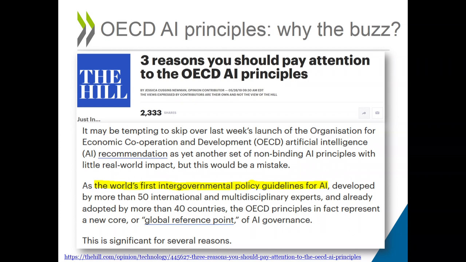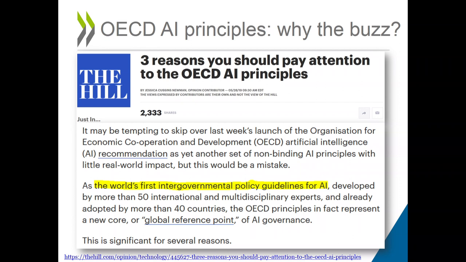I'm going to start from the end and then move my way backwards. You've probably heard about the OECD AI principles already, probably several times this week. So you may ask yourself, what are these principles? What's the whole buzz all about? Well, very simply, as Jessica Cousins put it in her article in The Hill, 1 week after the principles were launched, the OECD AI principles are the world's first intergovernmental policy guidelines in AI.